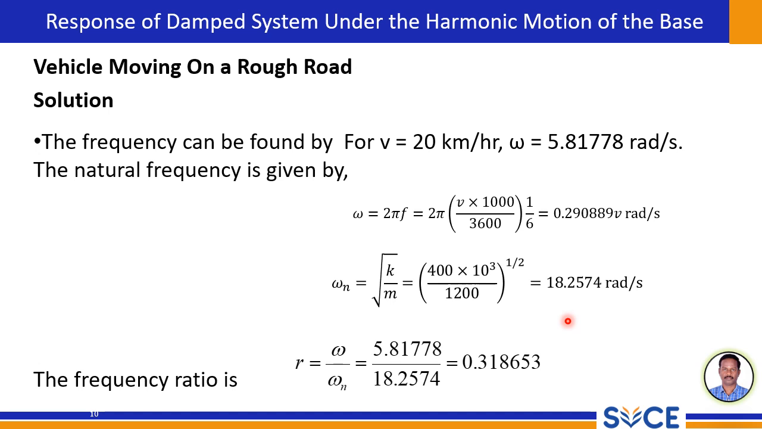Now, let me calculate the frequency ratio by substituting omega, the forcing frequency, and omega n, the natural frequency of the system, that is, r equals omega by omega n. Then the frequency ratio we got is 0.3186. Let me go to the next slide and continue the problem.